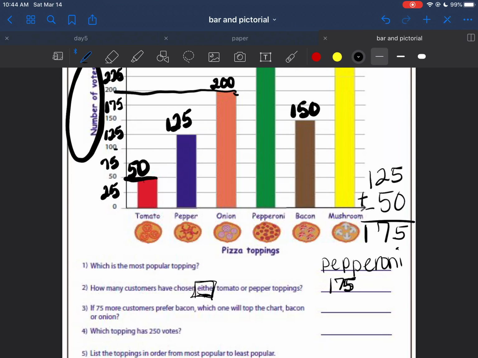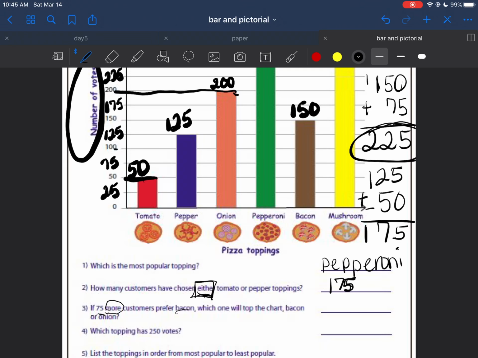Now, the next question. If 75 more customers prefer bacon, which one will top the chart, bacon or onion? So if 75 more customers chose bacon, how many chose bacon right now is 150. I want to know what would happen if 75 more people chose that. So if I'm talking about more, I'm adding to the total that I already have. 0 plus 5 is 5. 7 plus 5 is 12. 1 plus 1 is 2. So 225 people would like bacon if 75 people chose more.